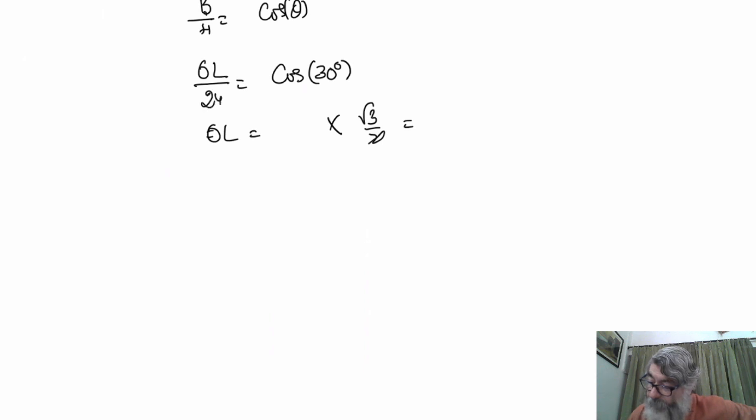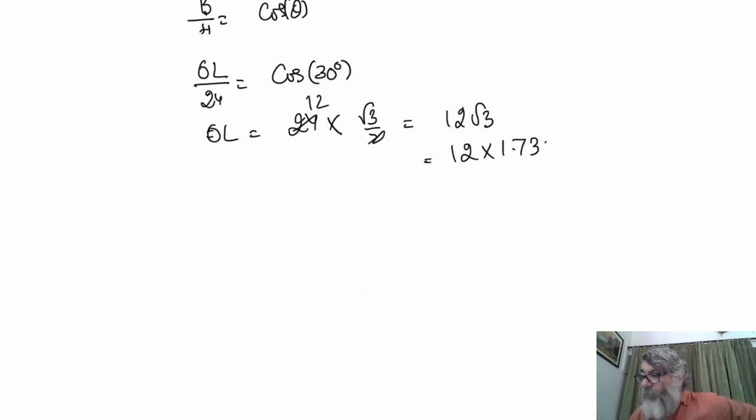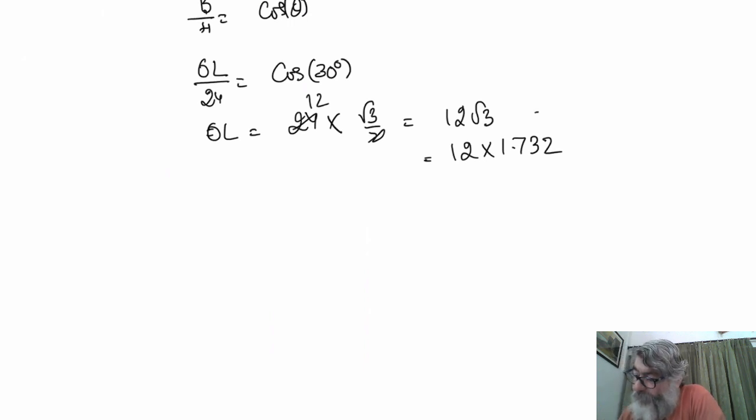So 24 into this 6 root 3 is 12 root 3, and root 3 is 1.732. I have already calculated 12 into 1.732. Let me see. If I leave it here, 12 root 3, like he's showing.